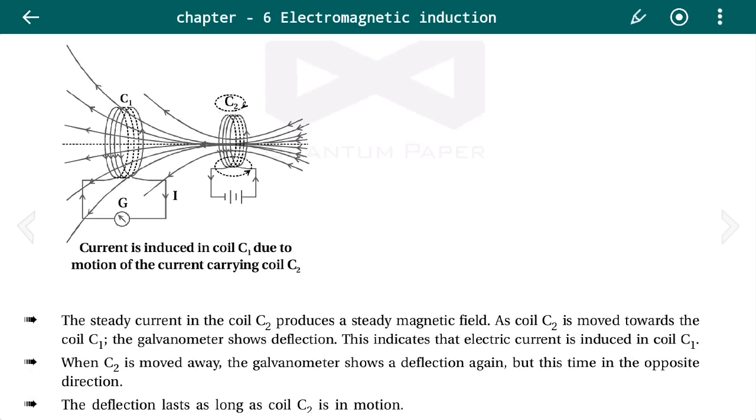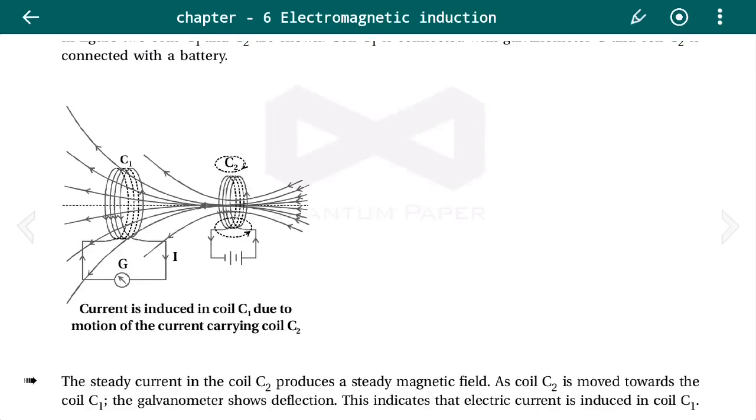In the same way, if we keep coil C2 stationary and move coil C1 towards C2 or away from C2, in that case also the galvanometer will show deflection. If it is moving towards coil C2, the galvanometer will show deflection, and if it is moving away from C2, then the galvanometer shows the deflection in the opposite direction.